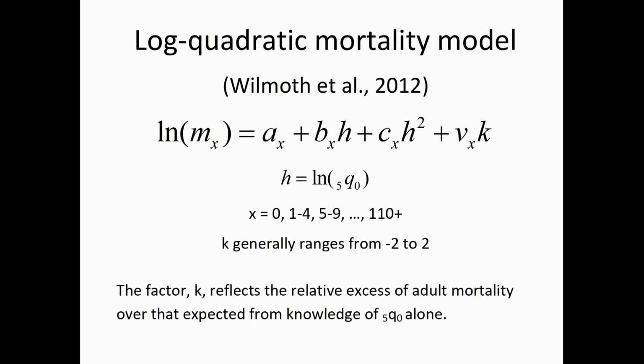It has two parameters, a factor h, which is the logarithm of the probability of dying from ages 0 to 5. The model also includes a parameter k that reflects the relative excess of adult mortality over what you would get knowing the h factor alone.